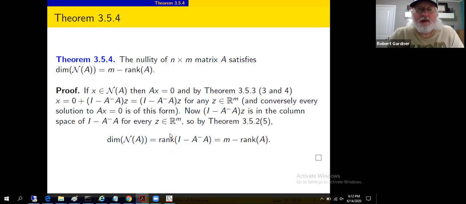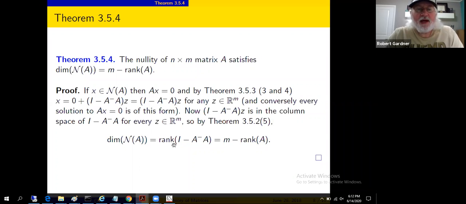So we can tie together the dimension of the null space, which we've seen is actually the column space of this particular matrix in parentheses. The dimension of the null space then equals the dimension of the column space of this matrix. Why, that's the rank of I minus generalized inverse of A times A. And we saw earlier that that rank equals m minus the rank of A. It's the last part of theorem 3.5.2.